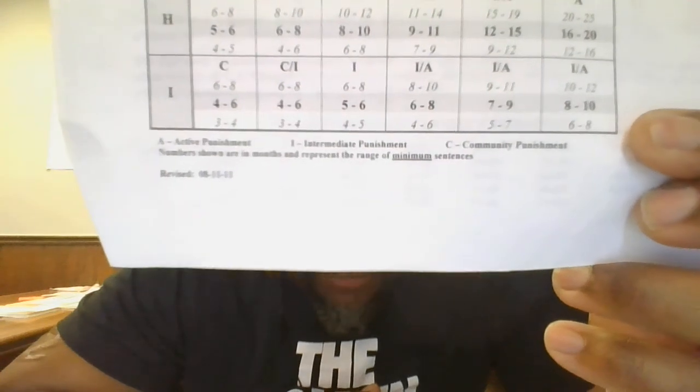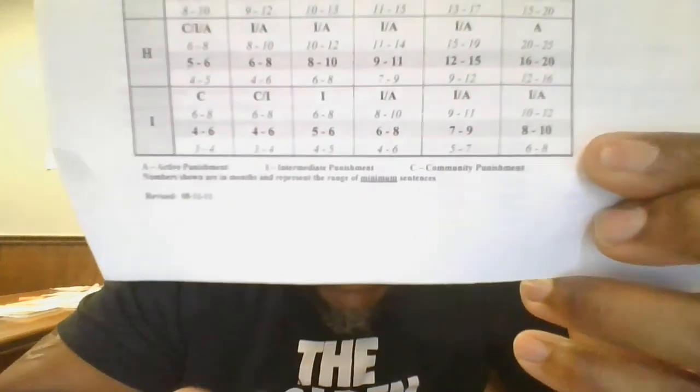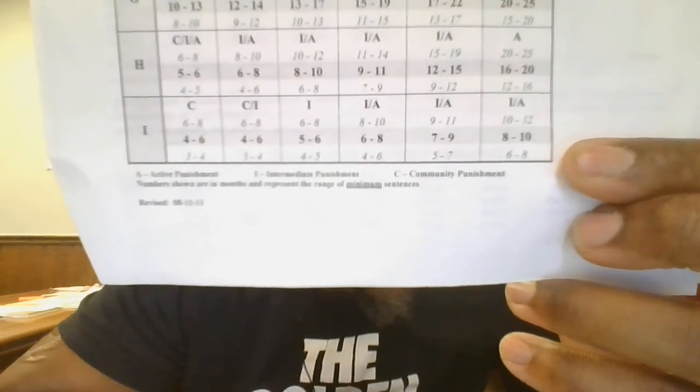Then you have I, intermediate. Remember, we just talked about intermediate being probation with extra conditions. It's a little bit tougher. The court's asking you to do a little bit more: community service, go to a day reporting program to help you get on your feet, to get your GED or get right. Parenting classes in certain situations. What else?